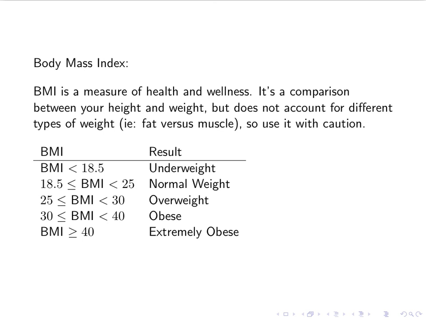If your BMI is less than 18.5, you're considered underweight. A normal weight is between 18.5 and 25. Overweight is between 25 and 30. Obese is between 30 and 40, and extremely obese is anything above 40. So when you're getting your answers, make sure that your answers are somewhere in this range. If you're getting a BMI of 100, there's no way that's possible. If you're getting a BMI of 2, that's not a human being. Okay, so make sure your answers are reasonable here.